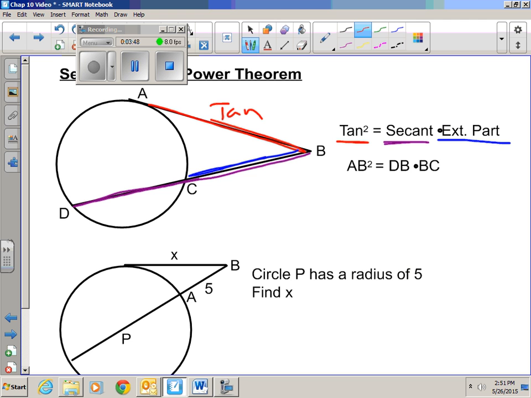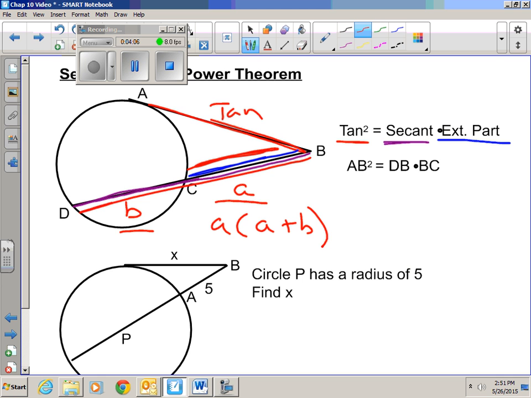One common mistake that people make on this is they call this piece A and this piece B, and they just do A times B. No, you've got to do more than A times B. It's going to be A times A plus B. So make sure you're doing the outside part times the whole thing.